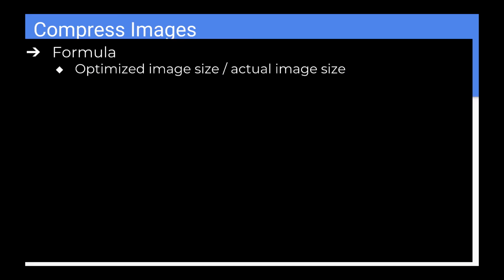The formula to calculate this grade is optimized image size divided by actual image size. After compressing each image, its size is compared to the actual image without optimizations. The greater the difference, the lower the score. For example, if 1 MB of images could be compressed by 150 kilobytes, the optimized image size would be approximately 85% of the actual size, resulting in a grade B.